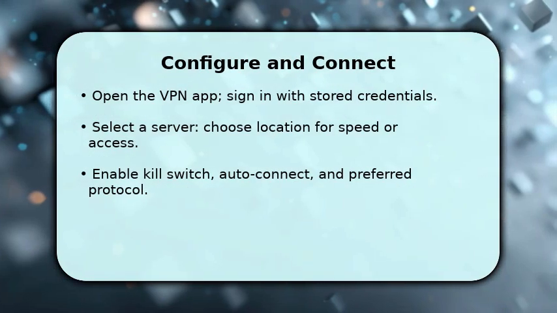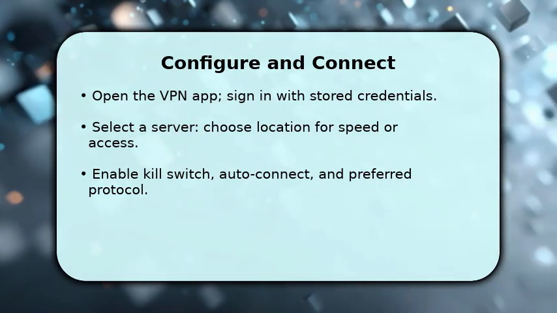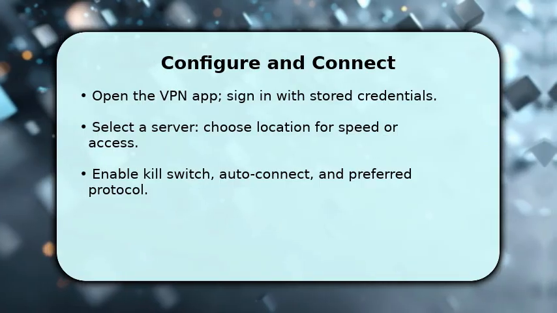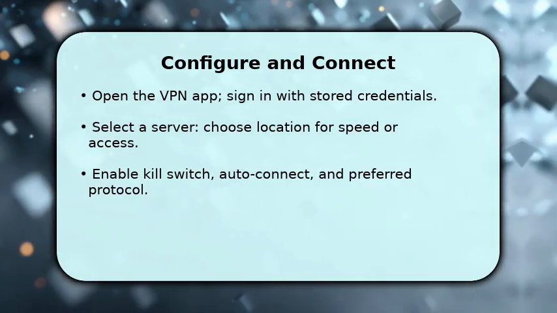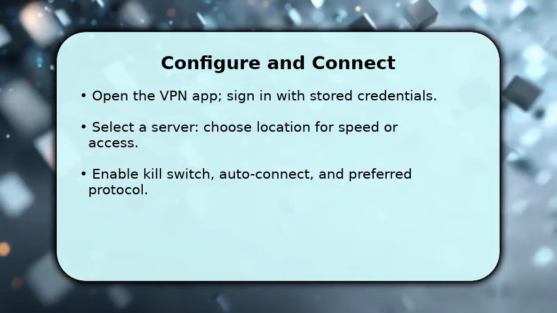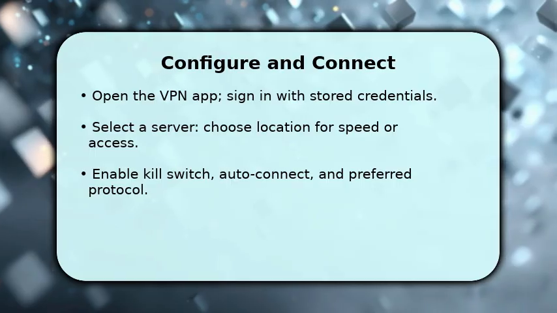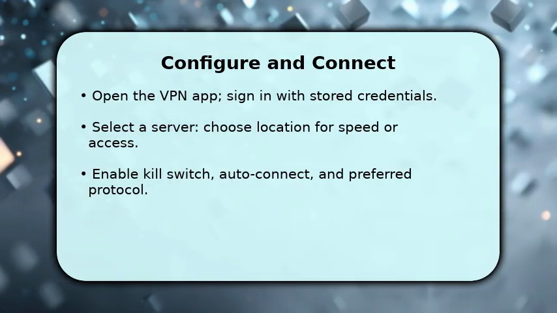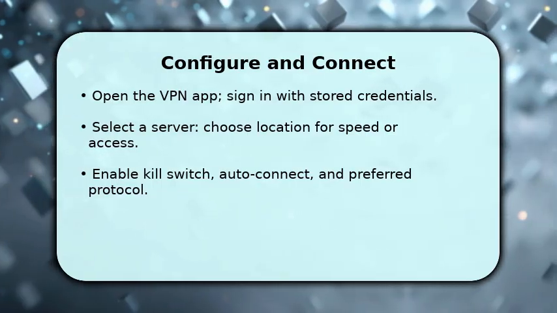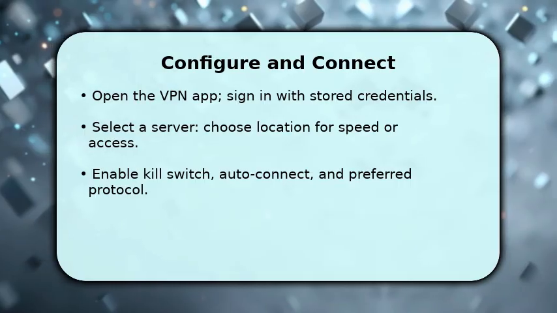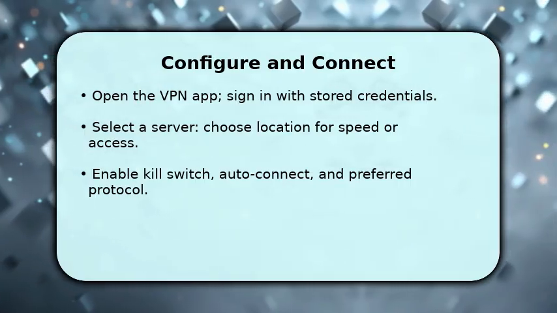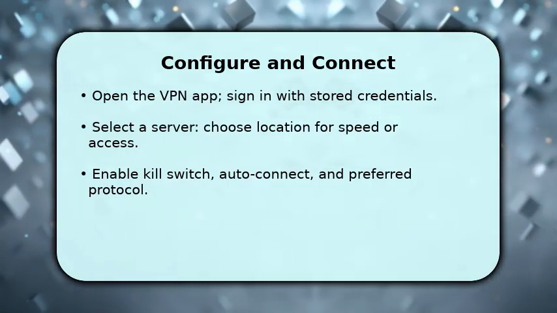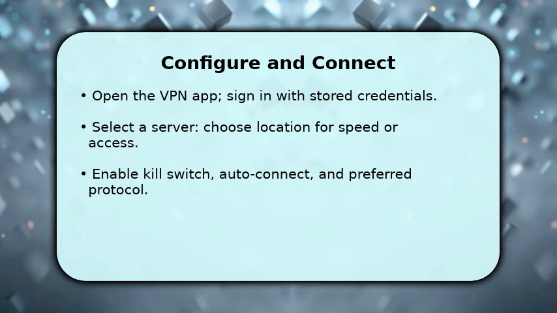You open the newly installed VPN app and sign in with your credentials. This authenticates your device to the network. Next, select a server. Pick a nearby server for speed or a specific country for content access, and understand that latency increases with distance. Make sure to enable the kill switch so apps stop if the VPN drops, set auto-connect on trusted networks, and choose a protocol: WireGuard for speed, OpenVPN for compatibility. Once connected, verify your new IP and location in the app.